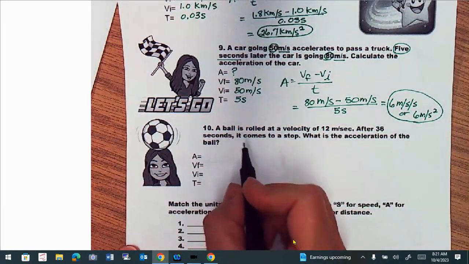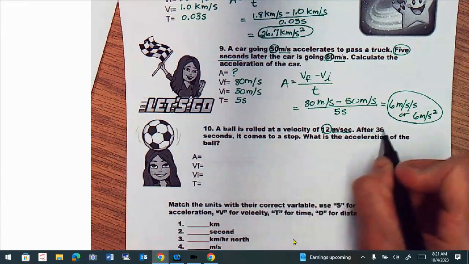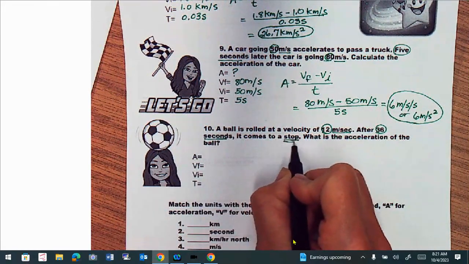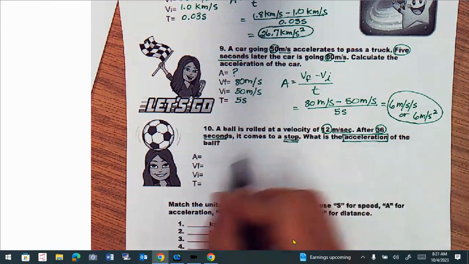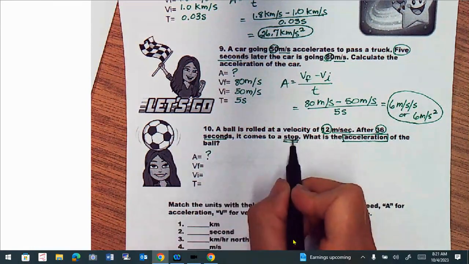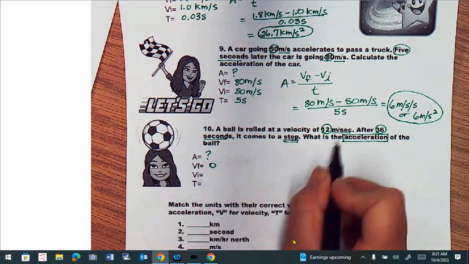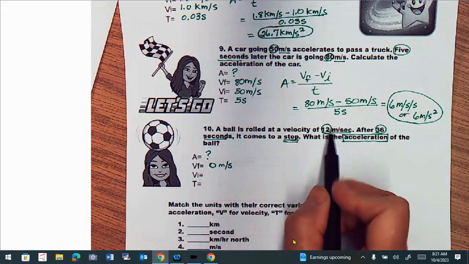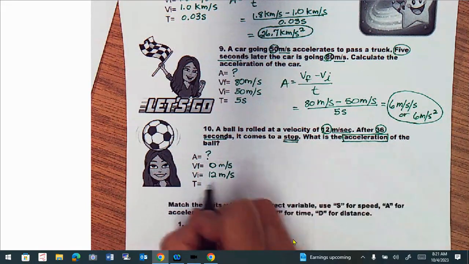Number 10. A ball is rolled at a velocity of 12 meters per second. After 36 seconds, it comes to a stop. What is the acceleration of the ball? So because it comes to a stop, that is its final velocity, which is 0 meters per second. Its initial velocity is 12 meters per second, and it took 36 seconds.